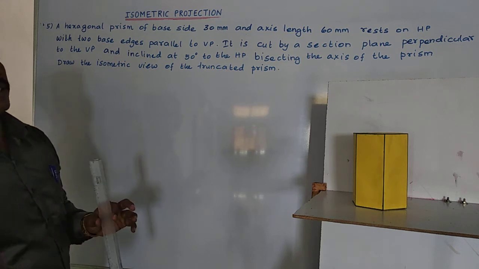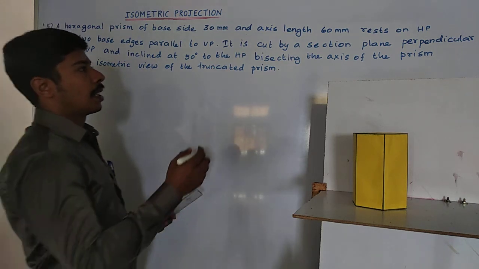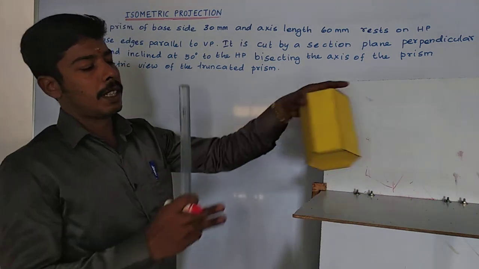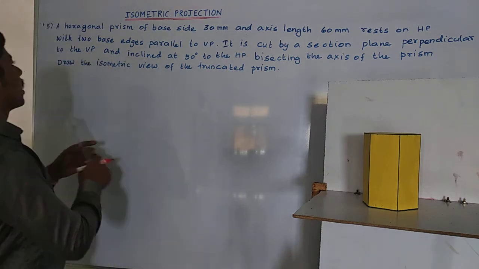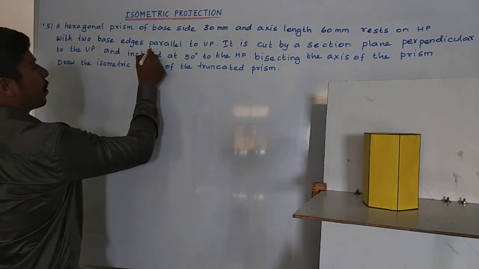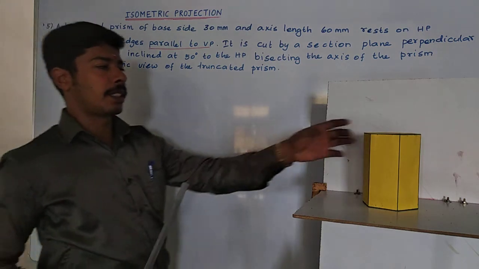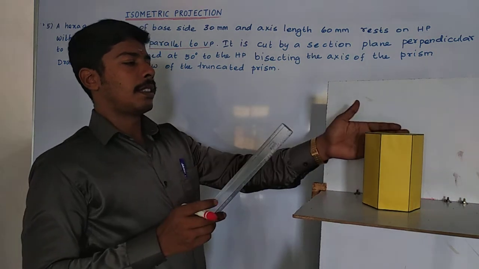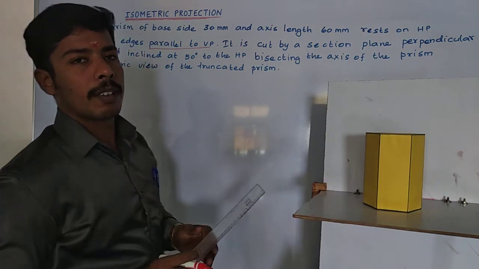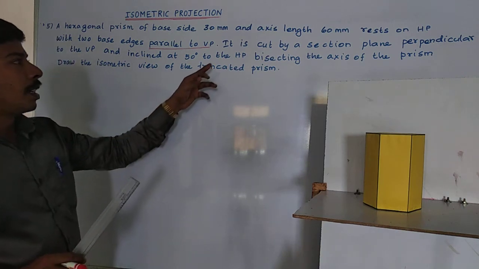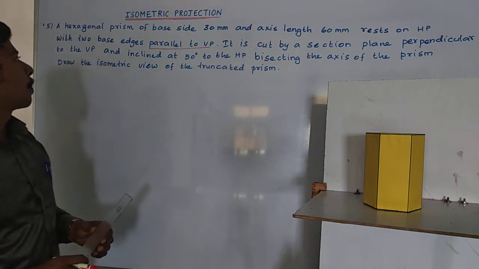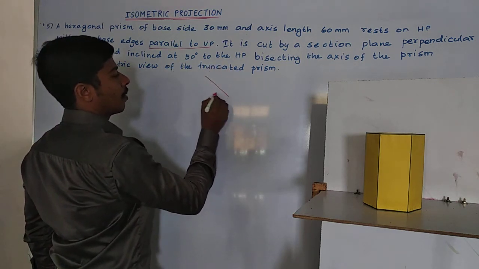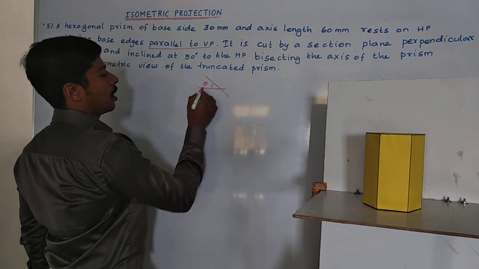Rest on HP. Indirectly it is saying that the prism's base is lying on HP with two base edges parallel to VP. So this orientation, with this face and this face parallel to the vertical plane. It is cut by a section plane perpendicular to the VP and inclined at 50 degrees to the HP. So inclination with HP, therefore theta is given.